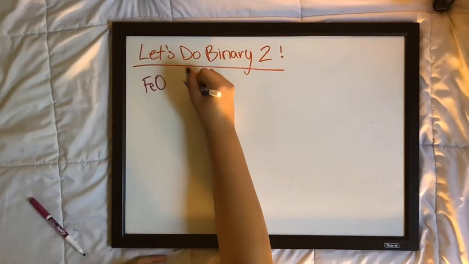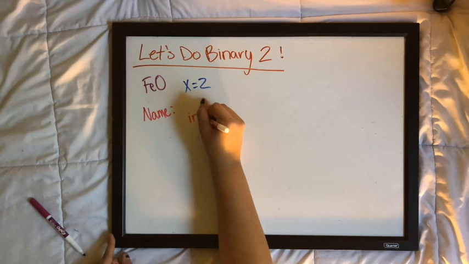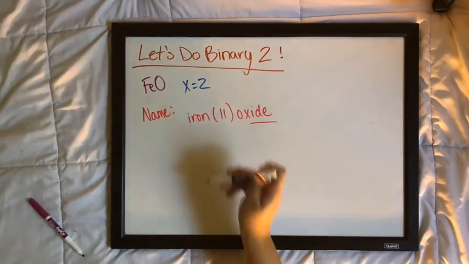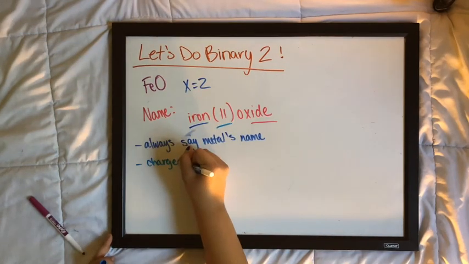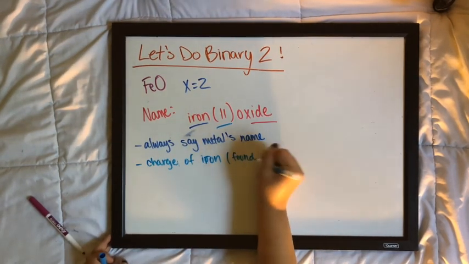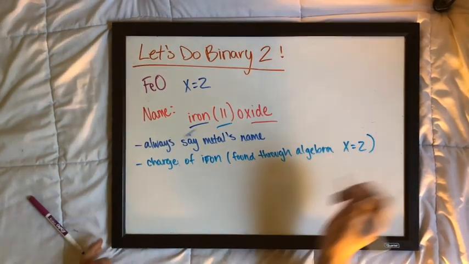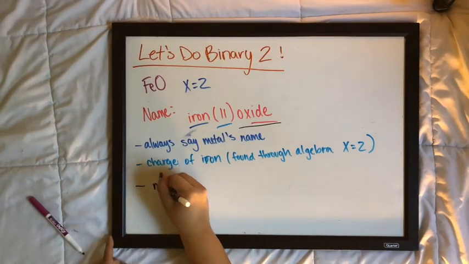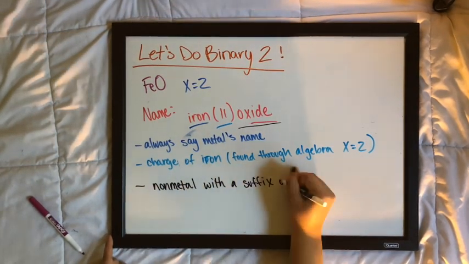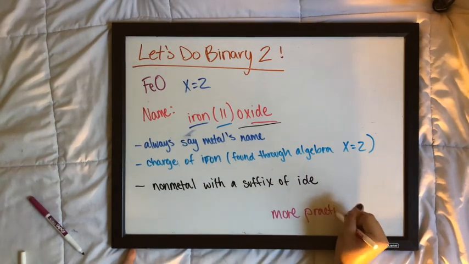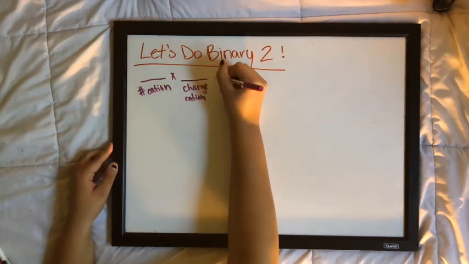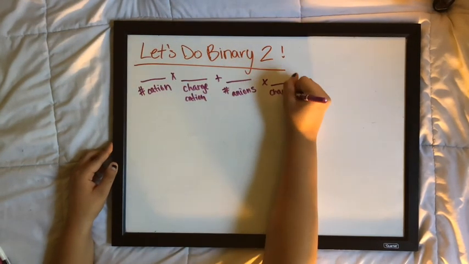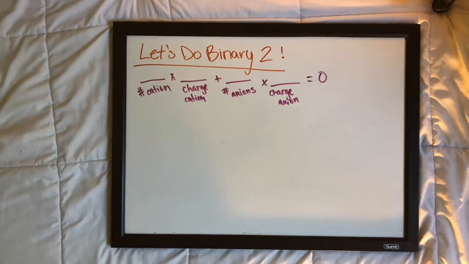Moving on to the naming part of it all. So you're going to keep iron as it is on the periodic table. We add the 2, which is the charge that we figured out algebraically, and oxide with the "-ide" suffix. You only don't add "-ide" if you're working with a polyatomic. So you always say the metal's name, the charge of the ion in a Roman numeral, and the nonmetal with the suffix "-ide". For more practice, you want to keep the equation in mind. This helps you to solve binary 2 and is completely essential.